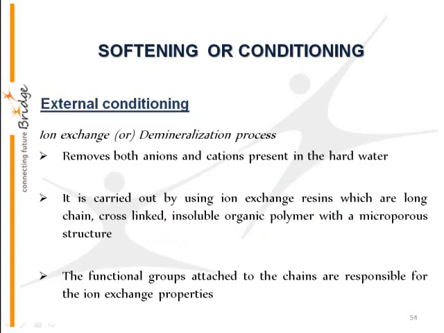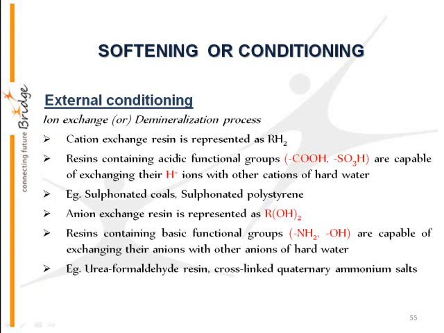Demineralization removes almost all the ions present in the hard water. Demineralized water does not contain anions and cations, while soft water contains sodium, potassium, sulfate, and chloride ions. Demineralization is carried out by ion exchange resins, which are long-chain cross-linked insoluble organic polymers with a microporous structure.